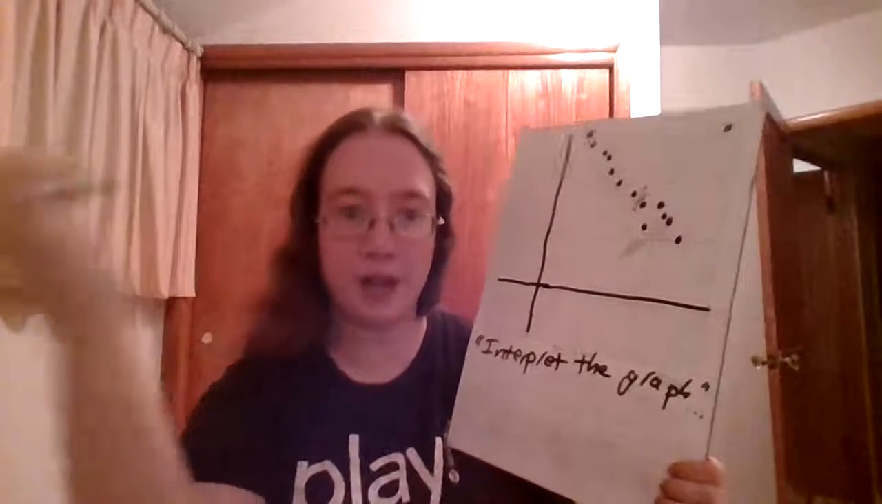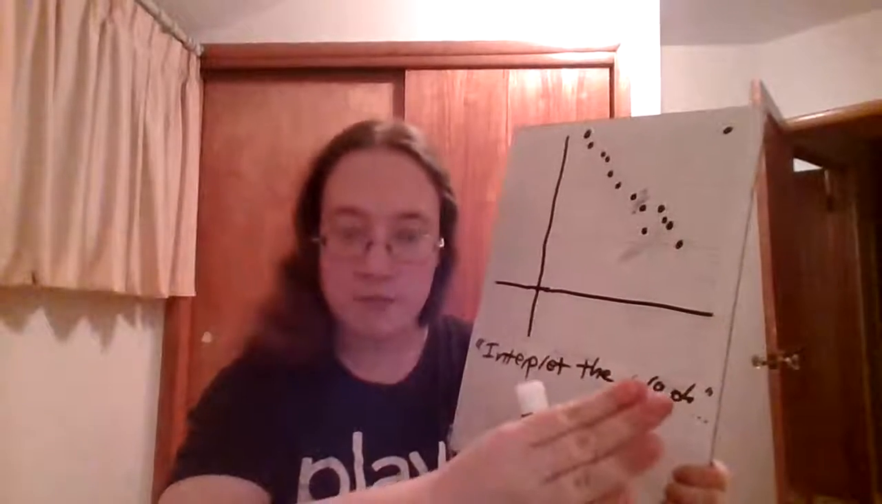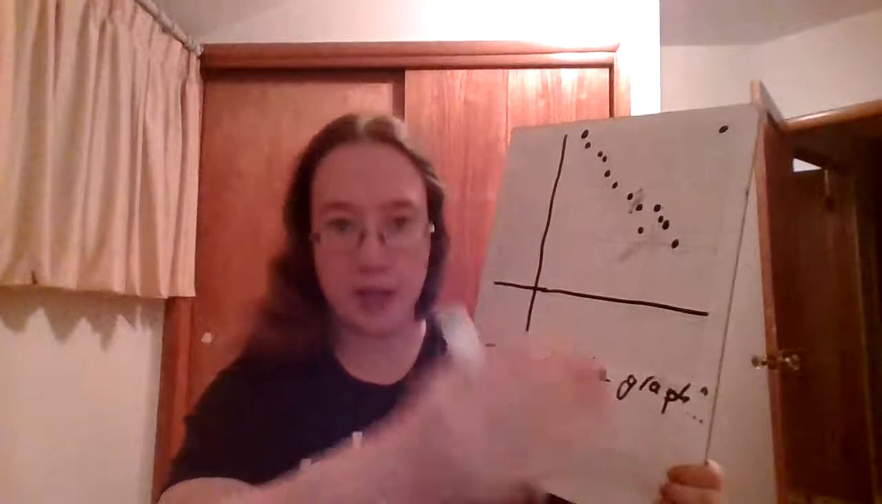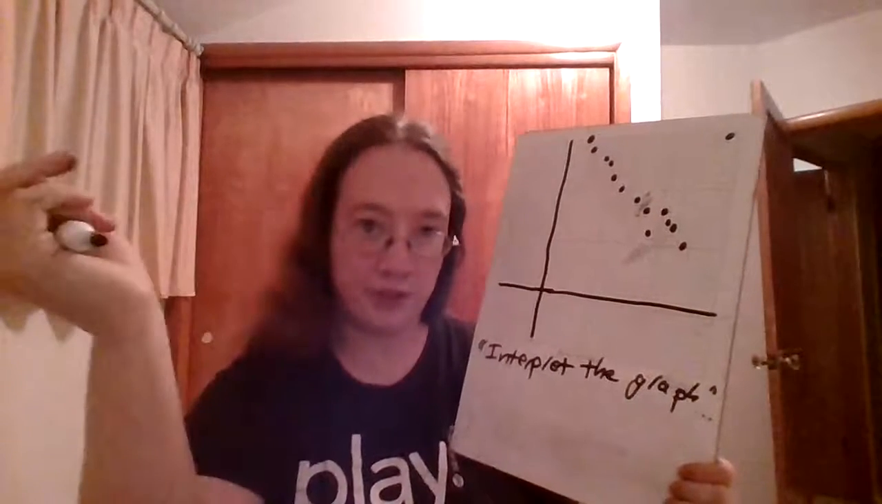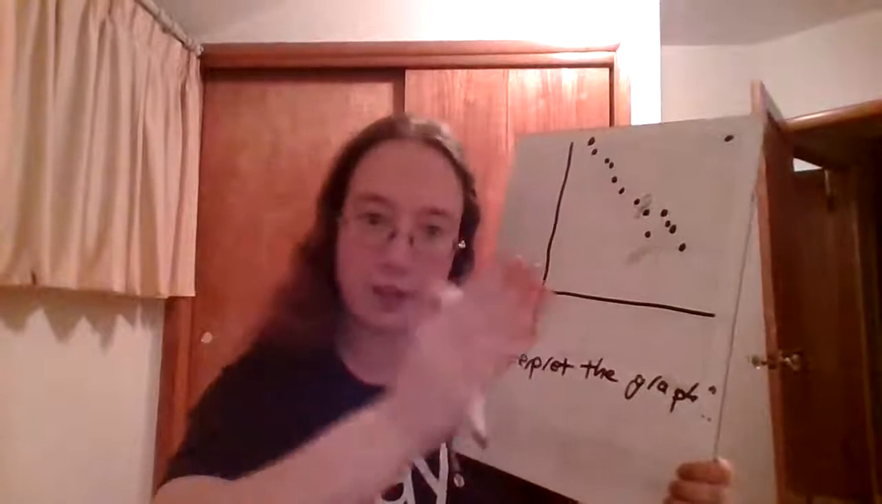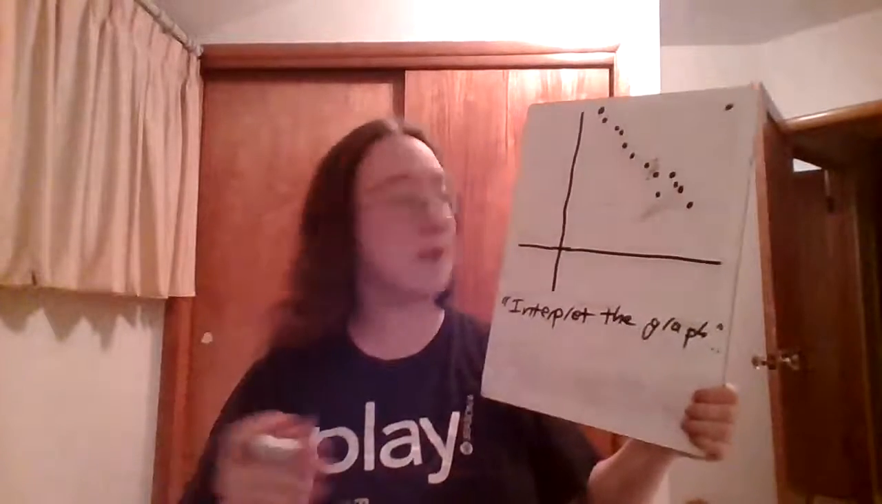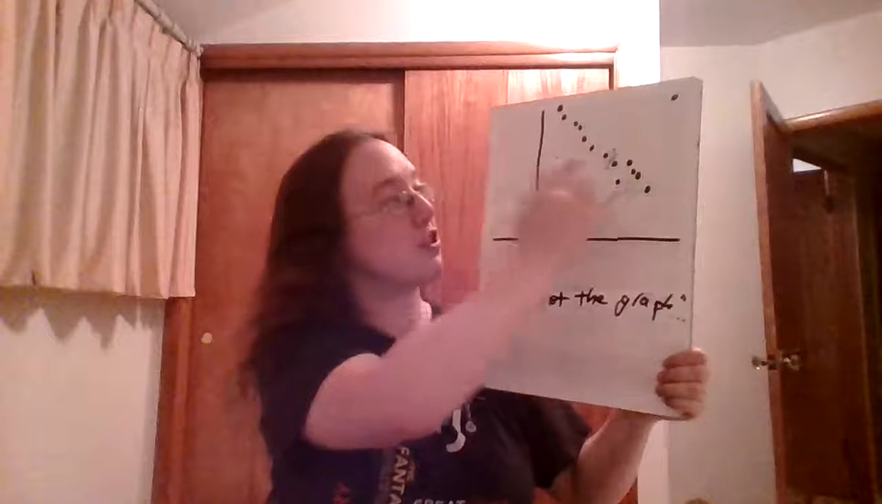You're looking for, is it positive, negative, or no association? Is it linear or not? Do we have any clusters? Do we have any outliers? So if it says interpret the graph, you're looking for those things: positive, negative, or no, linear or not, clusters, outliers. So if we're looking for whether this is positive or negative or no association, again, we're looking at what's happening as we're going from left to right.